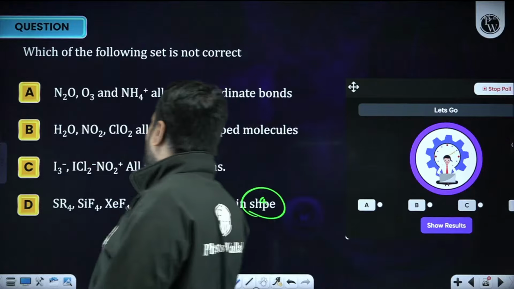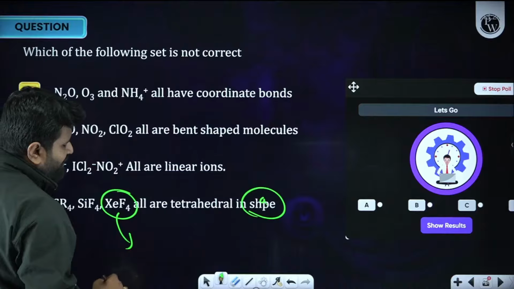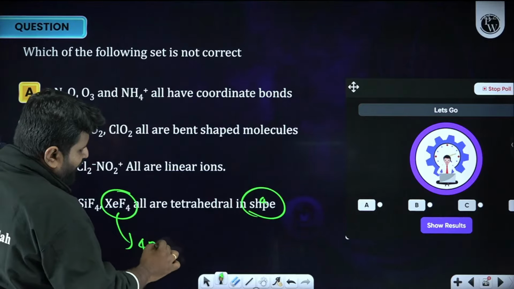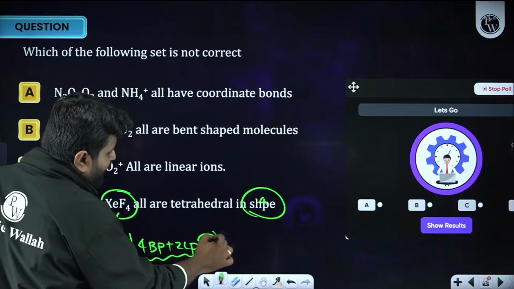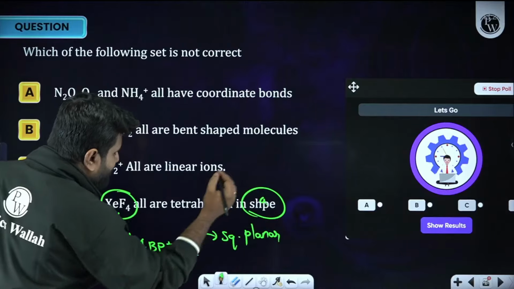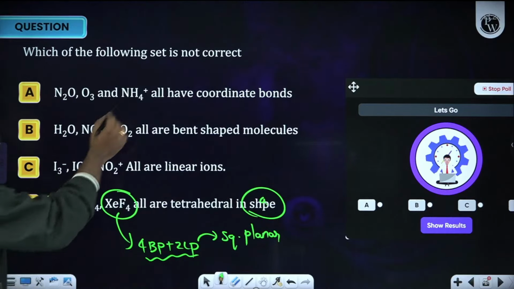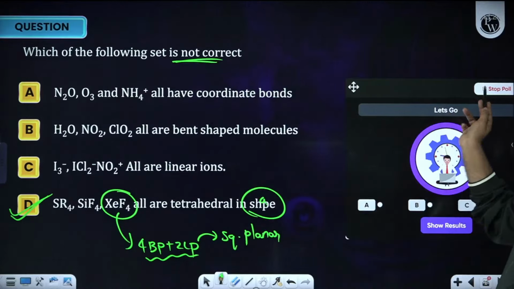We know very well XeF4. If I take XeF4, what is the shape? 4 bond pair, 2 lone pair. Shape will come out to be square planar. But what have they given? Tetrahedral. So D is incorrect. Option D is the correct answer.